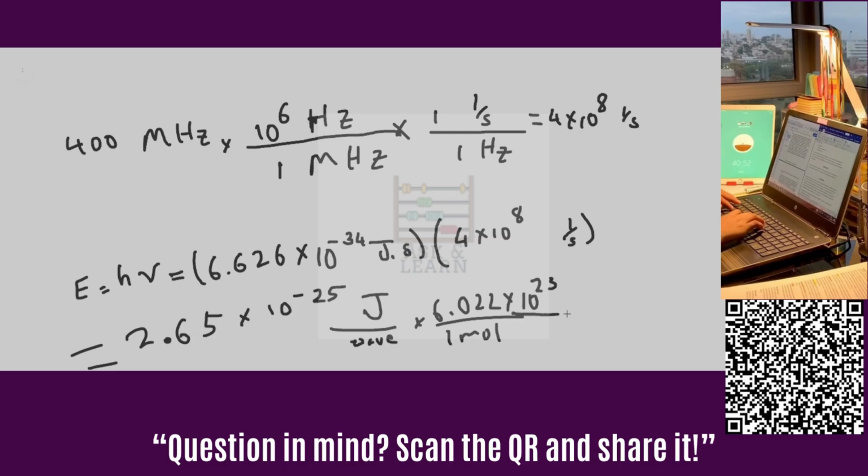Again, you can call this whatever it is: particles, or photons, or waves. So pretty much some sort of number of small things. And then we also convert joules to kilojoules. 1,000 joules is 1 kilojoule.